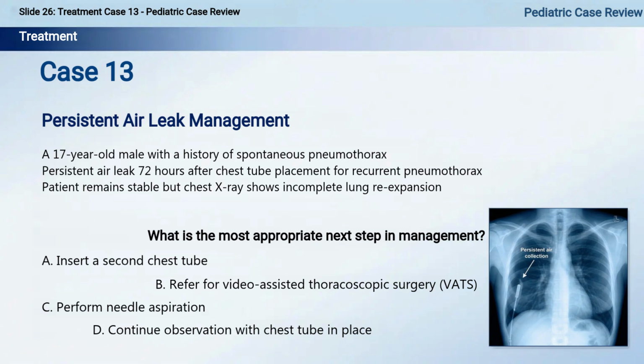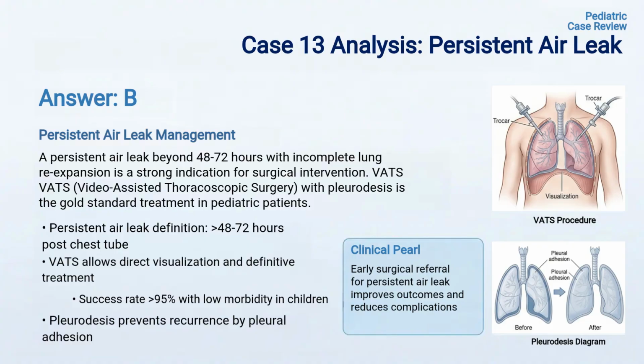Option A. Insert a second chest tube. Option B. Refer for video-assisted thoracoscopic surgery. Option C. Perform needle aspiration. Option D. Continue observation with chest tube in place. The correct answer is Option B. Refer for video-assisted thoracoscopic surgery.